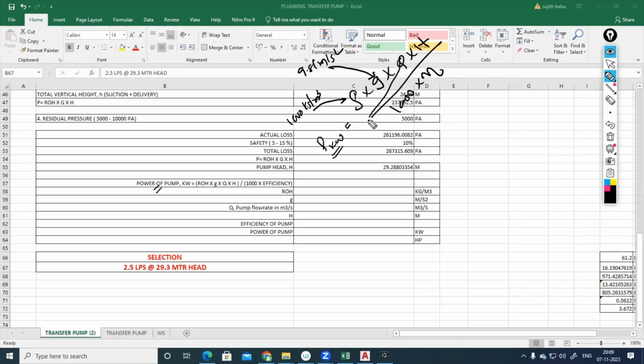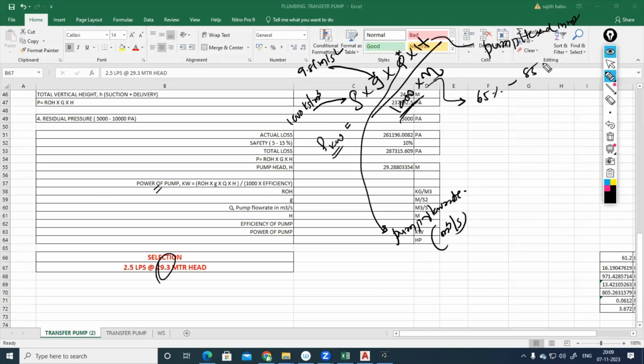Q is pump flow rate. You have to take care: pump flow rate not in liter per second, but in meter cube per second. H is equal to pump head in meter. We have calculated 29 this way. 1000 is for conversion. Eta, the efficiency of the pump, will vary from 65% to 85%. As an average, you can consider 75% or 0.75.